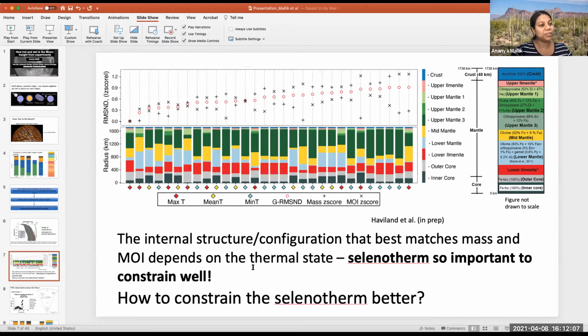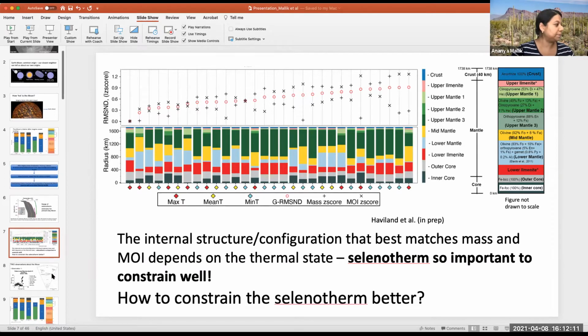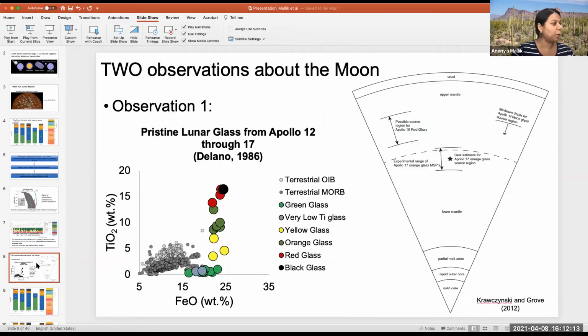So of course, the question is, how can we constrain the selenotherm better? What can we do about it? And before I go into some experimental studies that I did to contribute towards determining the selenotherm better, I thought I'd talk about two observations that we have from the moon on which the study is based.